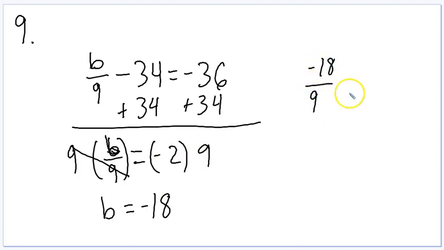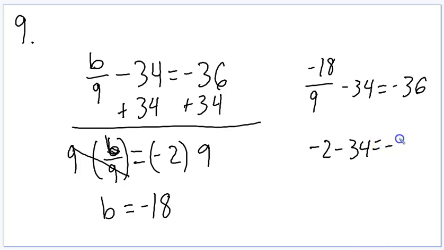Negative 18 divided by 9 minus 34 equals negative 36. So simplify. Negative 18 divided by 9 is negative 2 minus 34. Put them together. Keep change. It's going to equal negative 36 equals negative 36. That earns us a check mark, and we're moving on to the next problem.